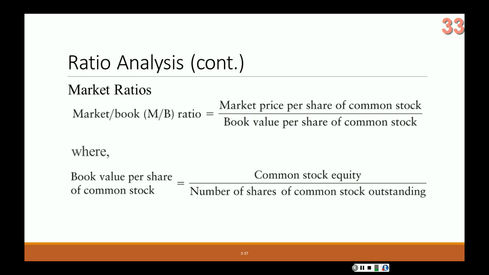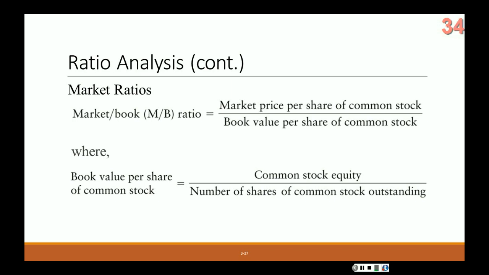Market-to-book ratios. The market-to-book ratio is equal to the market price per share of common stock over the book value per share of common stock. The first step is to calculate the book value per share of common stock, which is equal to common stock equity over the number of shares of common stock outstanding.